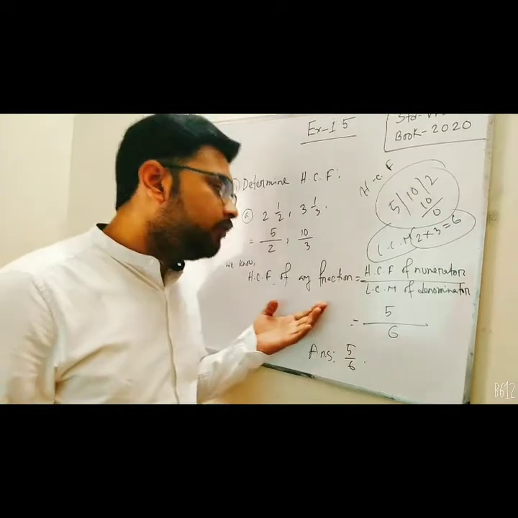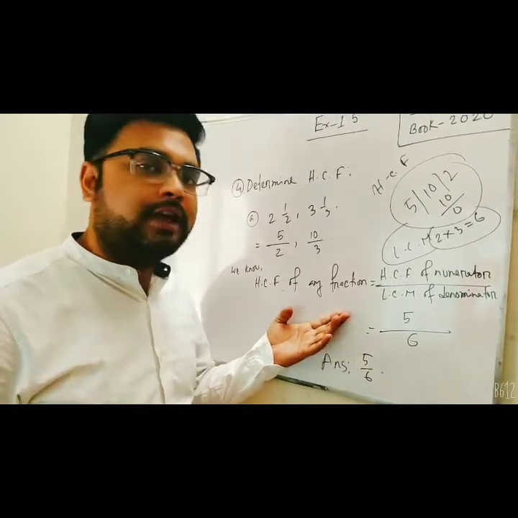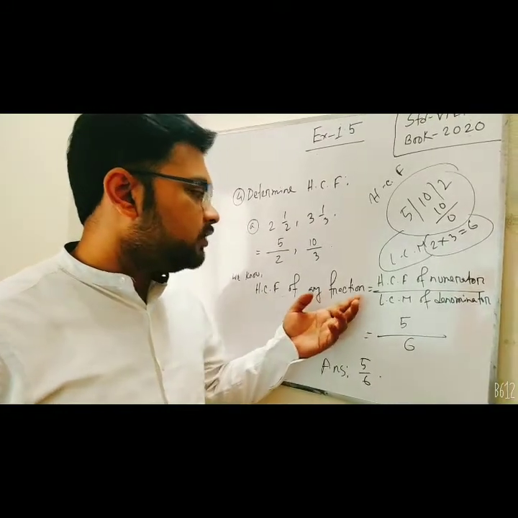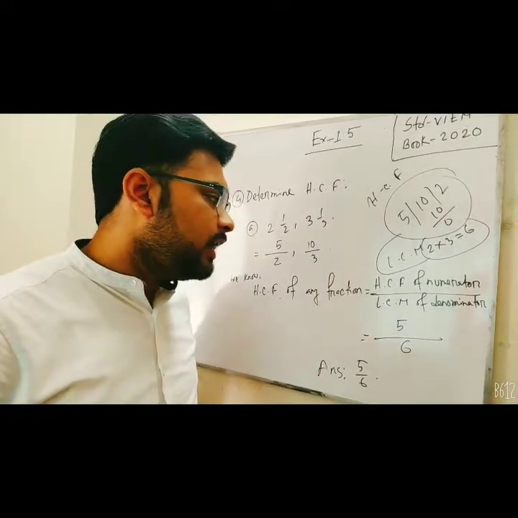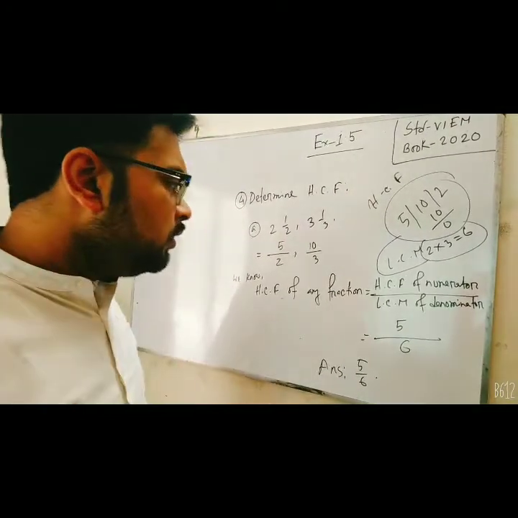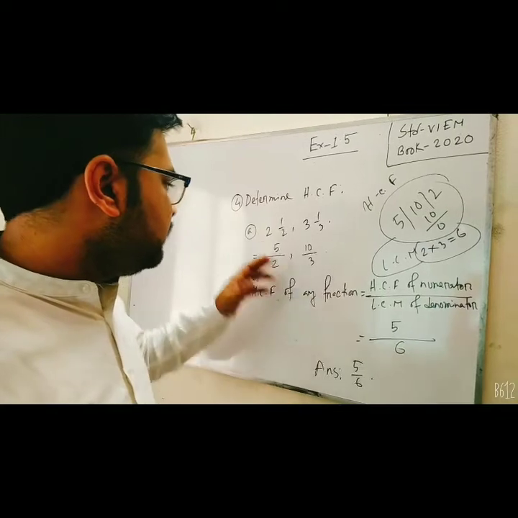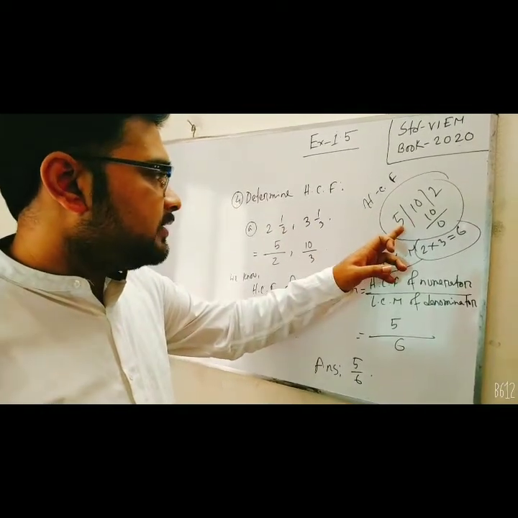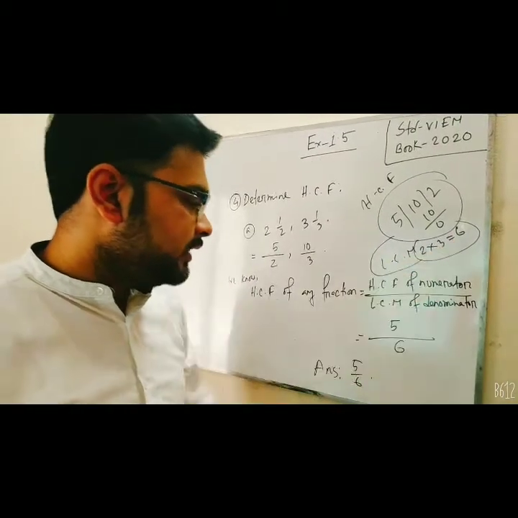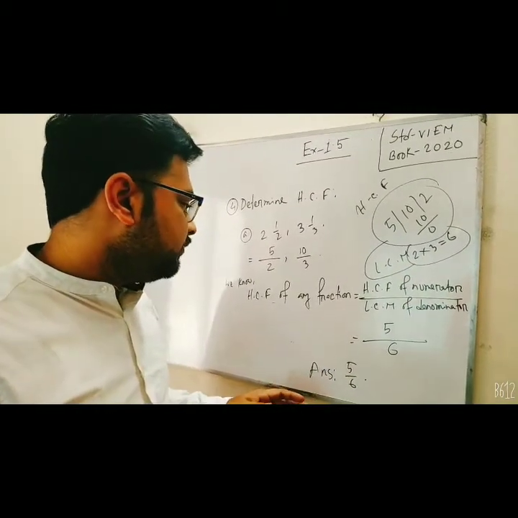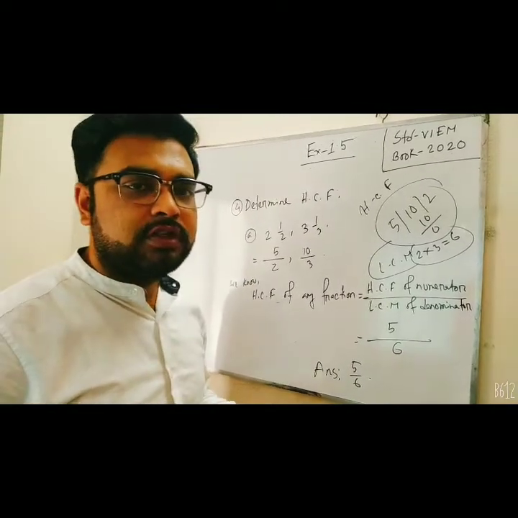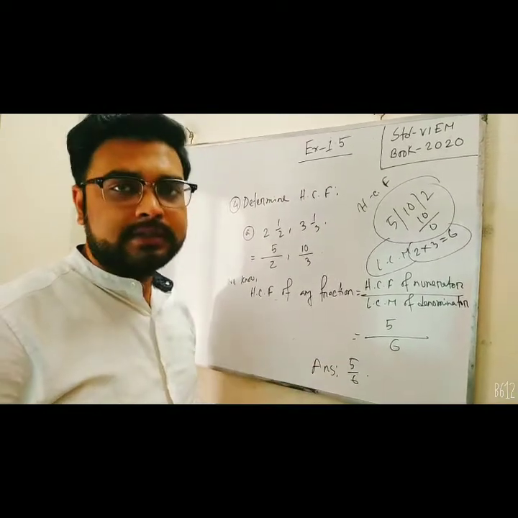We know HCF of any fraction. This is the formula of finding HCF of any fraction. HCF of any fraction equals HCF of numerators over LCM of denominators. So HCF of numerators, that means 5 and 10. 5 and 10 HCF, that means 5, and LCM of 2 and 3 is 6. So we can say HCF of 2 whole 1 by 2 and 3 whole 1 by 3 is 5 by 6.